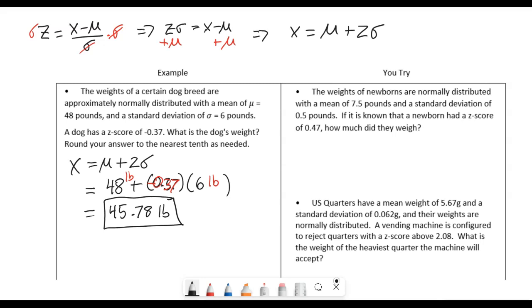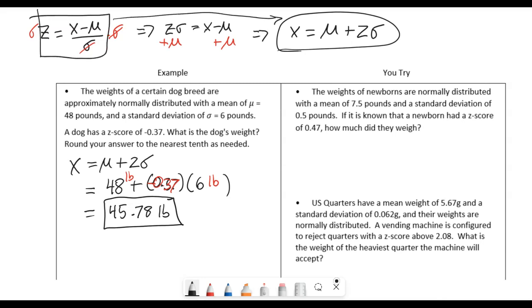Now you might not, and probably not, be given this formula, so you want to practice a few times going from the z-score formula, where it's z equals, to the real-world version of it, where it's x equals. Go ahead and practice that and apply it as you pause the video and work on the two problems on the right.